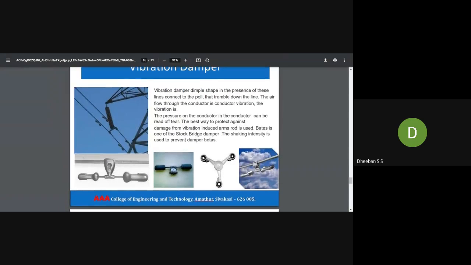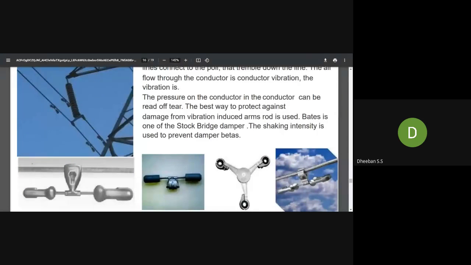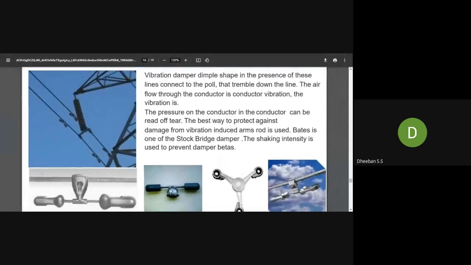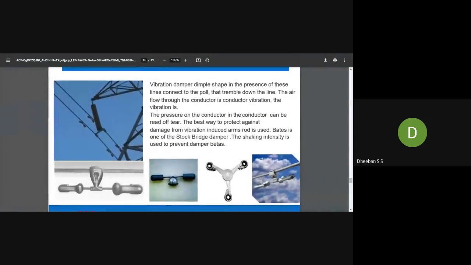Okay. So next is the vibration damper. In case any fault occurs, sometimes your insulation may fail. At that time, here you can see this is a vibration damper, and it is holding your insulators. This vibration damper prevents the vibration from the insulation reaching your transmission line. That's the main purpose of this vibration damper.